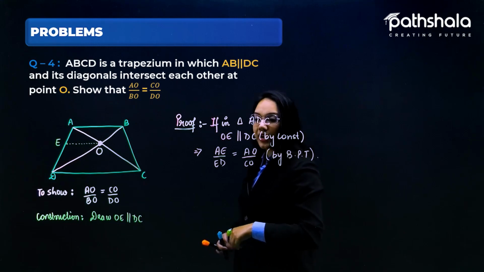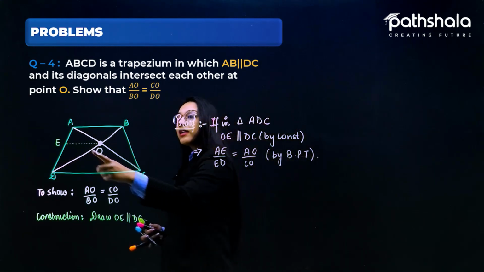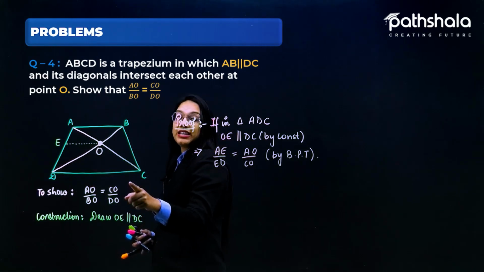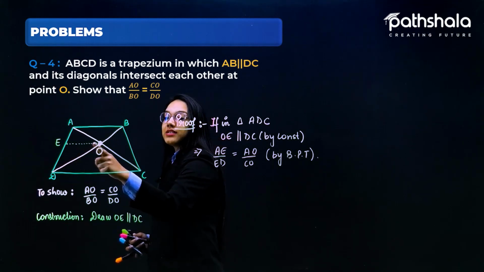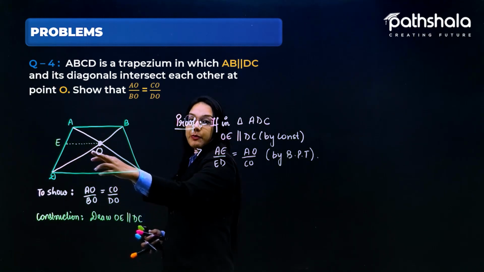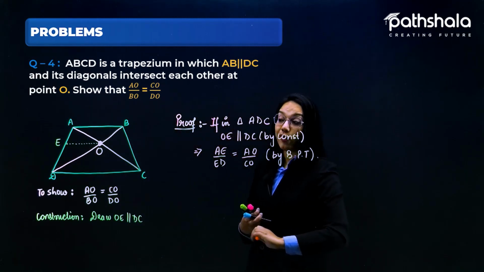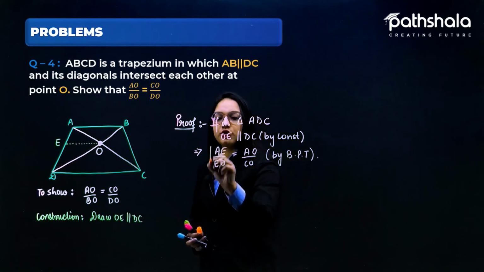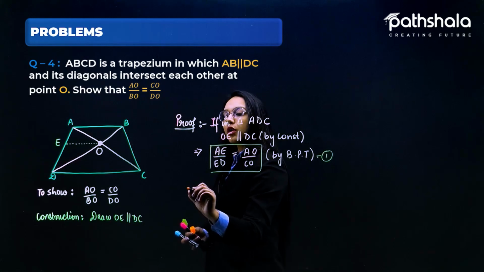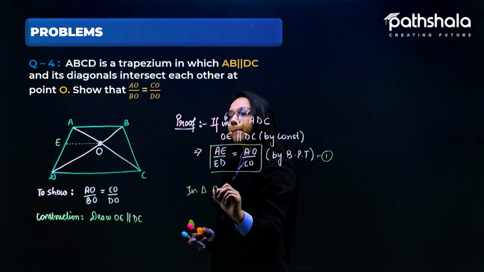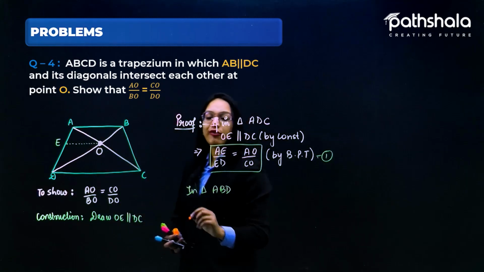So by BPT we can write that AE by ED is equal to AO by CO, because in triangle ADC, this OE is parallel to this DC. If it is parallel, we can say this ratio is equal. Let us call this equation number 1. Now let us move on to triangle ABD. I am taking this triangle ABD.